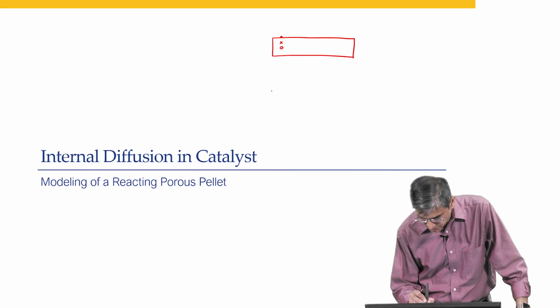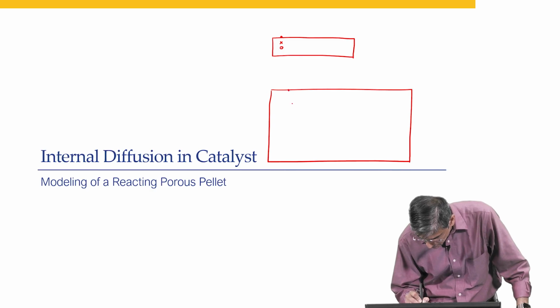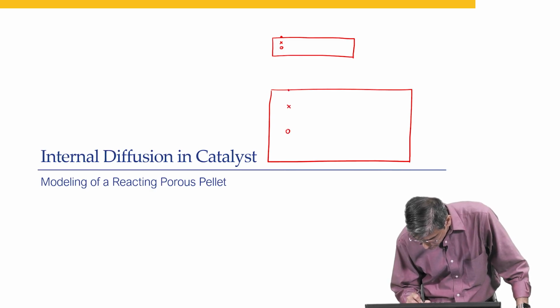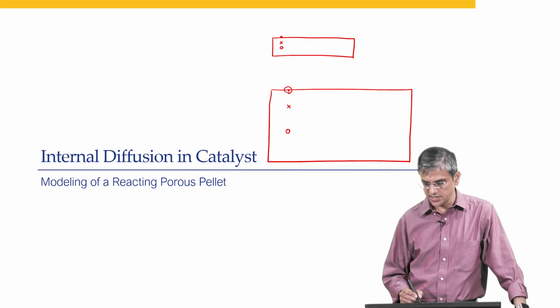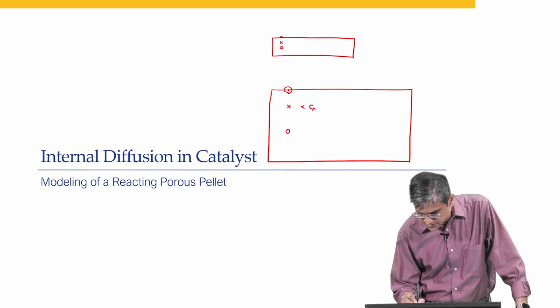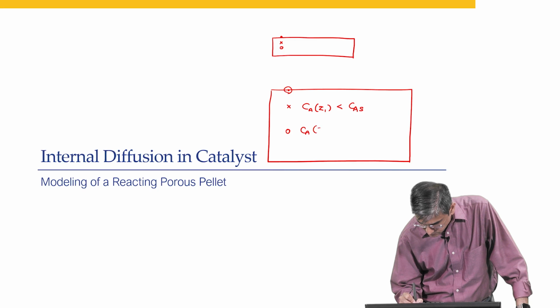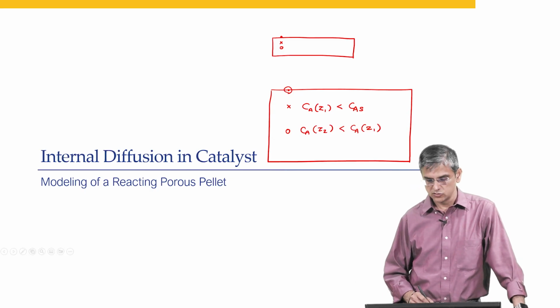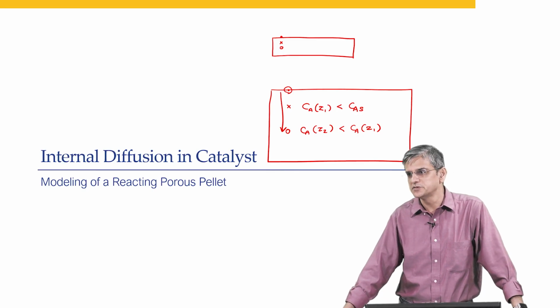When it comes to a larger pellet like this, the concentration at this point, this point, and this point are different. This concentration is equal to CAS, this concentration will be less than CAS, and this one is going to be further less than that. So as we go along the pellet, the concentration keeps decreasing.